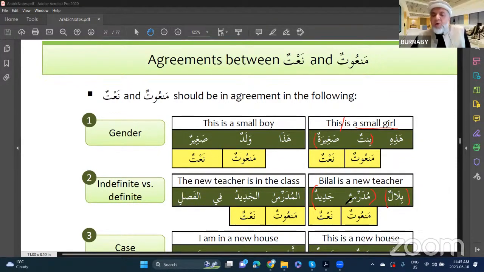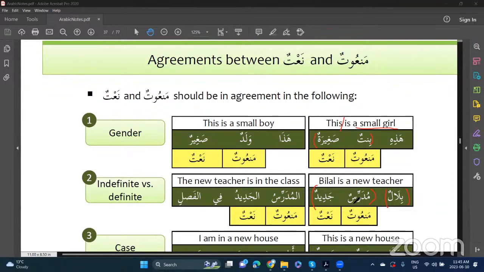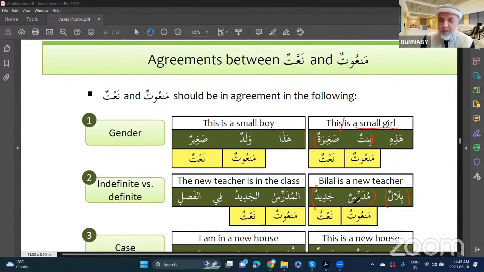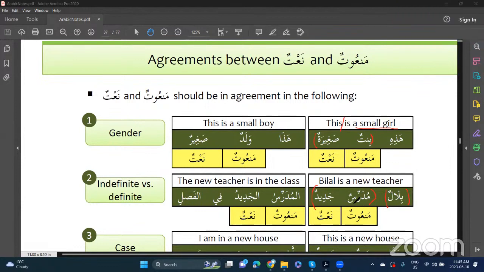And now look at this. Over here, murakkabe tawsifi was khabar, so it was nakira. Look at the next sentence. Al-mudarrisu al-jadidu fil-fasli. Everything you have learned is coming in front of you. Now, al-mudarrisul jadidu, is it marifa? Marifa. The new teacher.